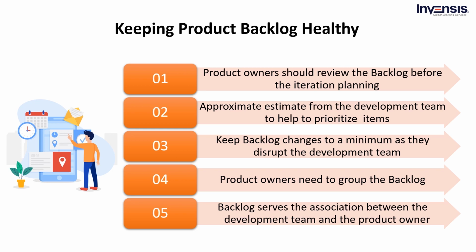Longer-term items can remain a bit indistinct, though it's a good idea to get an approximate estimate from the development team to help prioritize them. The keyword here is approximate. Estimates will change once the team fully understands and begins work on those longer-term items. The backlog serves as the association between the development team and the product owner. The product owner is open to reprioritizing work in the backlog at any time due to customer feedback, refining estimates, and new requirements. However, once work is in progress, keep changes to a minimum as they disrupt the development team and affect focus, flow, and morale.